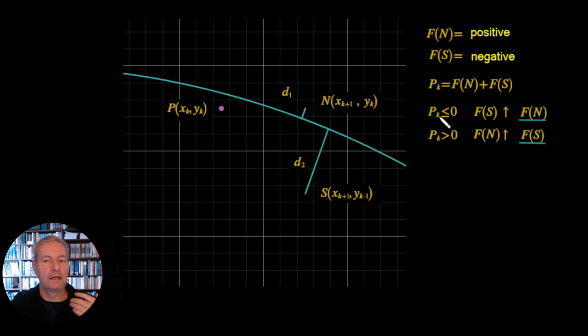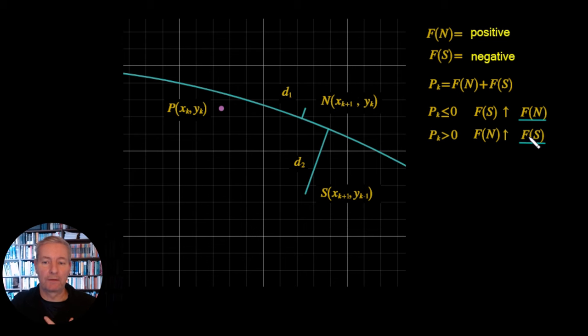So if pk, the decision variable, is less than or equal to 0, then the fs is larger than fn, so we choose the fn, which is the north block. Now alternatively, if our pk is greater than 0, it means that d1 plus d2 is a positive value. So if it's a positive value, it means that distance d1 is greater than the distance d2. In that case, we're going to choose the smaller distance, which is going to be the south block here, or fs.